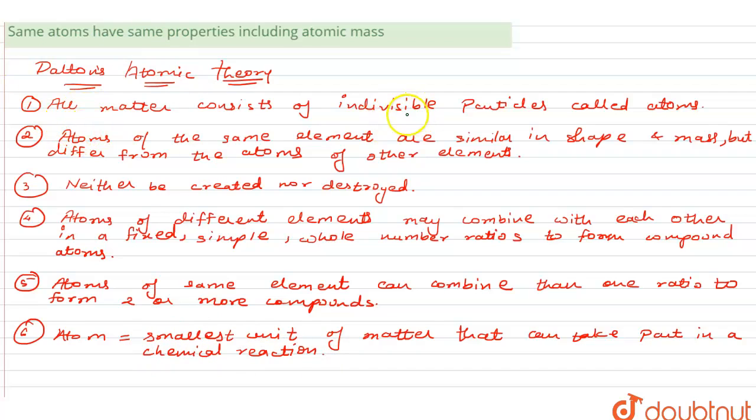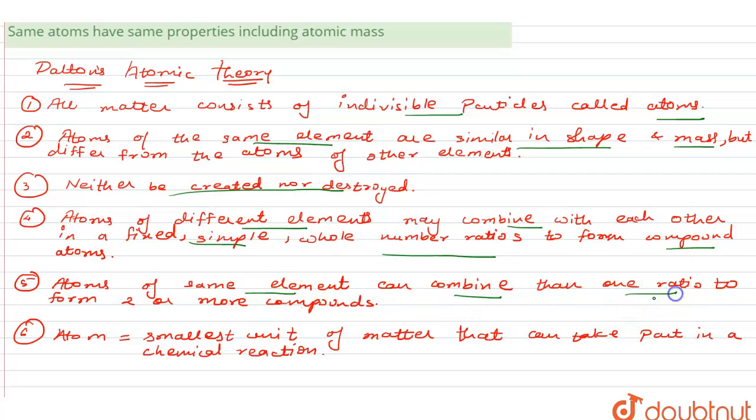So indivisible particles called atoms. Atoms of the same element are similar in shape and mass. They can neither be created nor destroyed. Atoms of different elements combine with each other in a fixed simple whole number ratio to form a compound. Same element atoms can combine in more than one ratio to form two or more compounds. So like hydrogen and oxygen can combine to give us water, as well as hydrogen peroxide. So this is a different ratio, and it has formed two different compounds. An atom is the smallest unit which will be taking part in a chemical reaction.